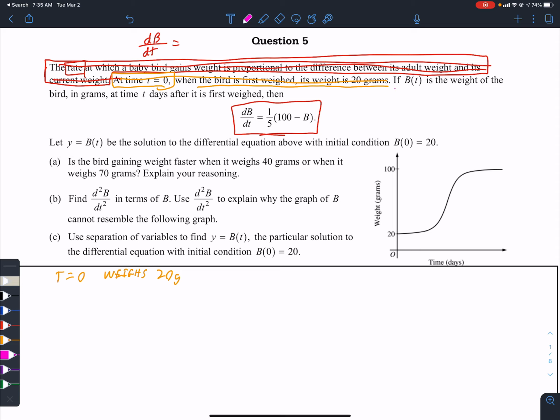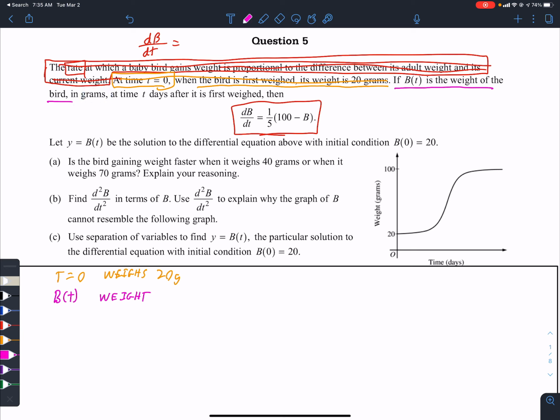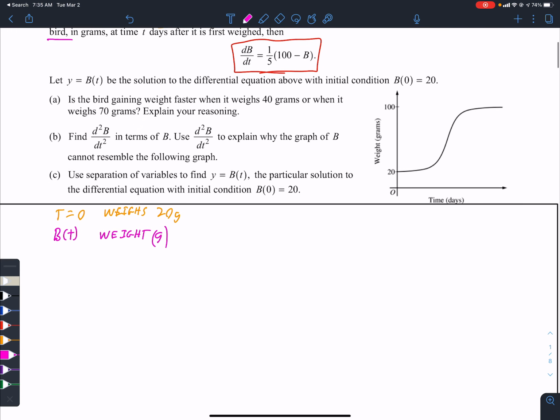So keep moving. B of t is the weight of the bird. I'm going to write that down. The function B of t is the weight of the bird. Now I'm not going to write bird because that's the only thing we're talking about. I don't have to worry about any other weights, so I don't need to do that. t is the days after it's first weighed. To me, that's so obvious that I'm not even going to write that down. Grams, that's something you might want to put down, especially if it asks for units. So I'll put in grams.